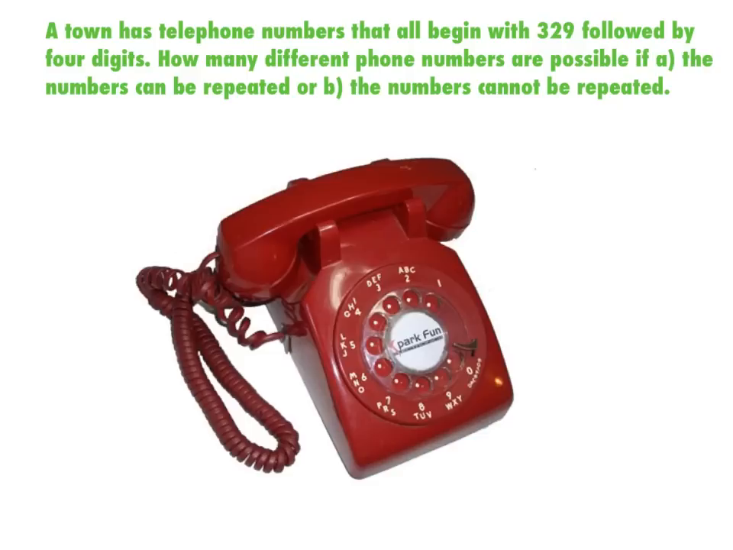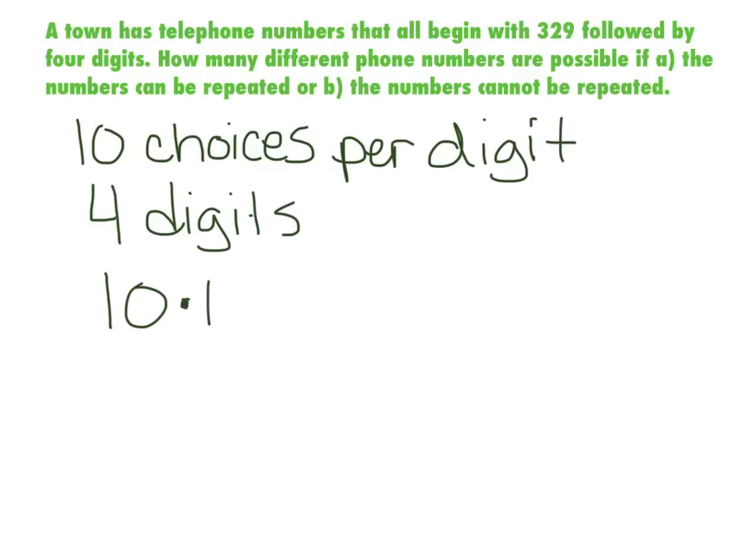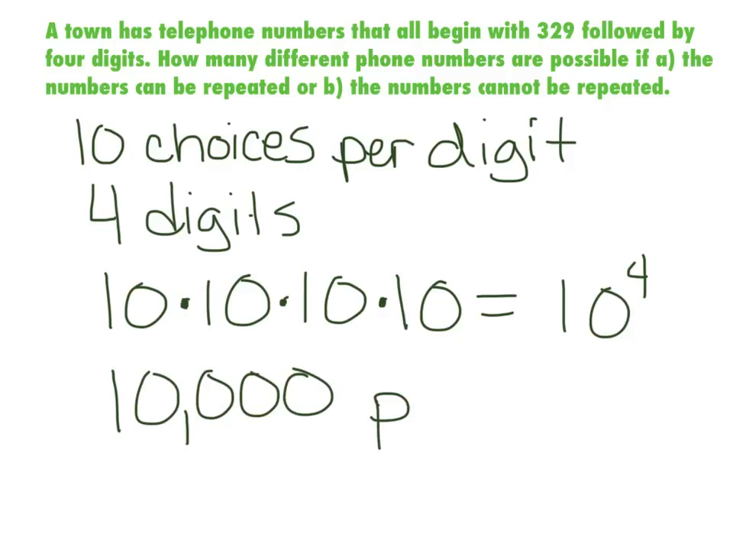So if you look on my little diagram here, my phone, there are 10 different options for each digit. 1, 2, 3, 4, 5, 6, 7, 8, 9, and 0. So we've got 10 choices per digit. We have 4 digits to fill in. So what we're going to do is we have 10 choices for the first one, times 10 choices for the second one, times 10 choices for the third one, times 10 choices for the fourth one. When we do 10 times 10 times 10 times 10, which is the same thing as 10 to the fourth, that gives you 10,000 different phone numbers.